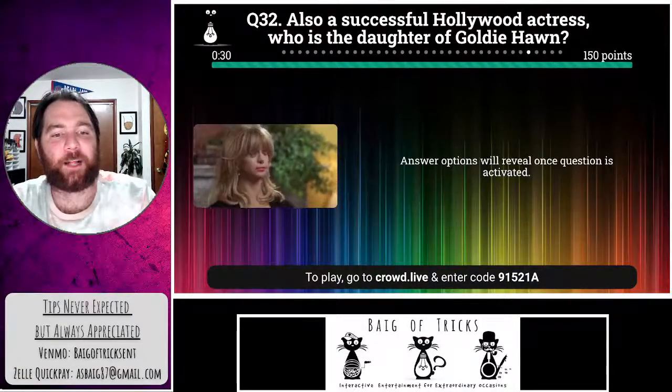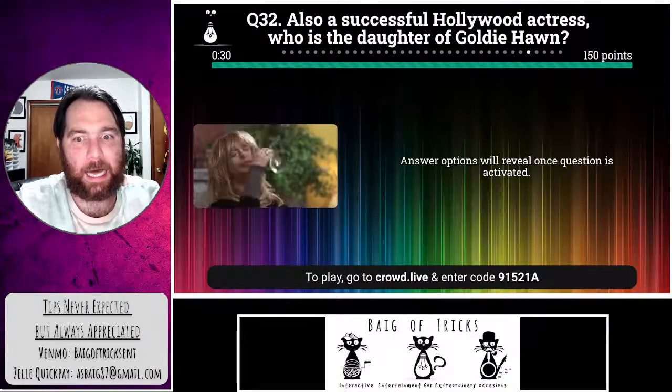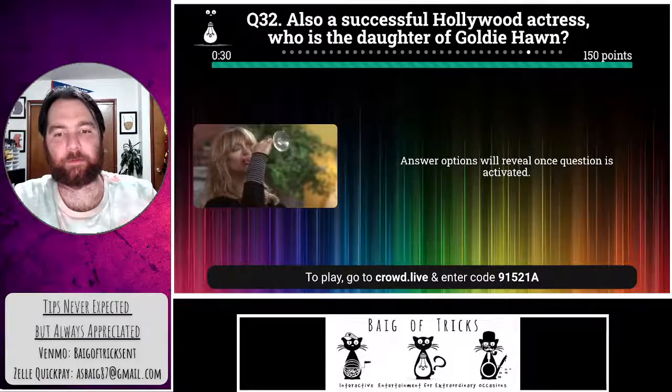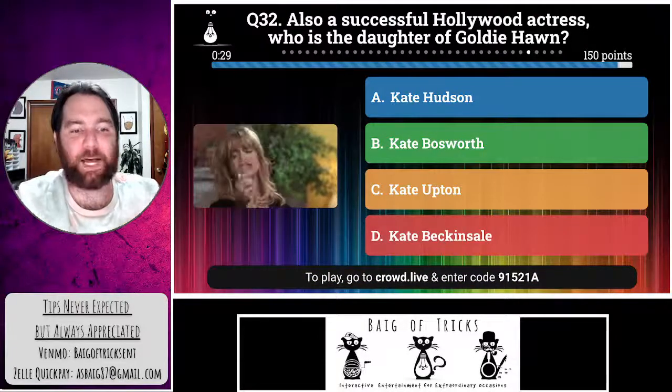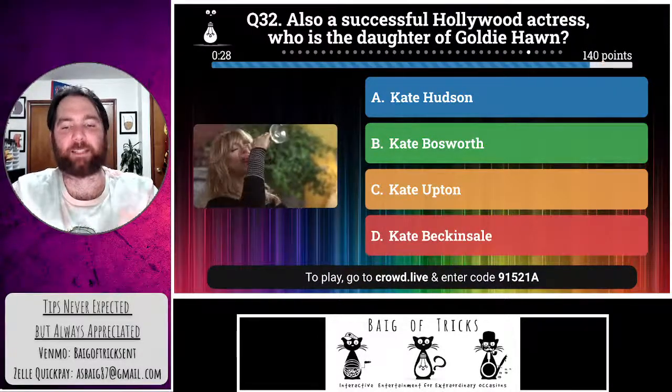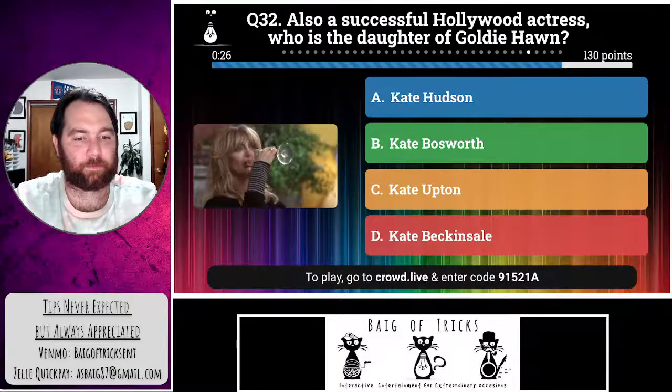Also, a successful Hollywood actress herself, who is the daughter of Goldie Hawn? Who's Goldie Hawn's famous actress daughter? Is it Kate Hudson, Kate Bosworth, Kate Upton, or Kate Beckinsale?